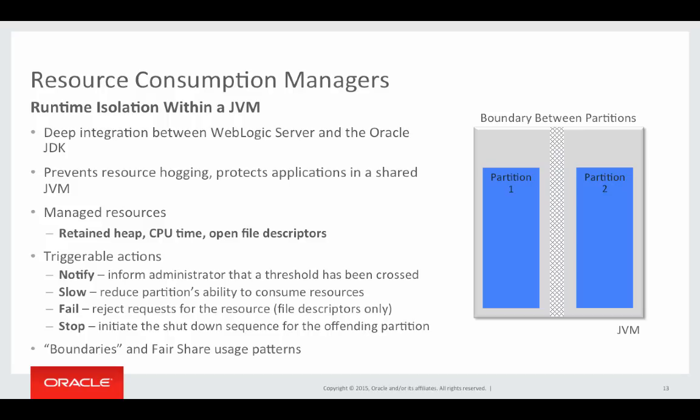There is the fail action that really only applies to open file descriptors. It's a much simpler resource if you think about it, right? An application says open file, open file, open file, and we know we can stop that call with a simple exception, right? And then once the partition falls below its limit again, then it can start opening files again. So that's the simplest one of the bunch.